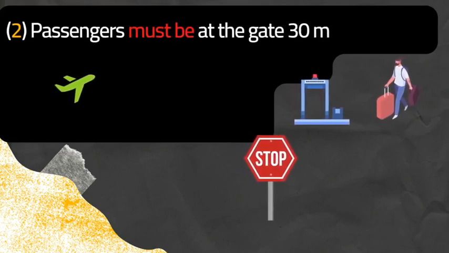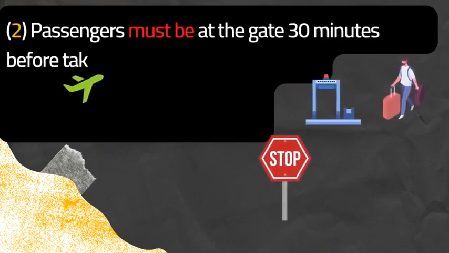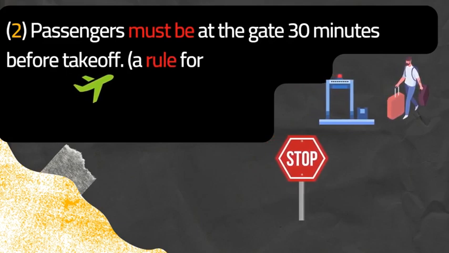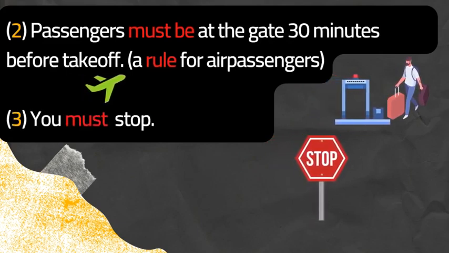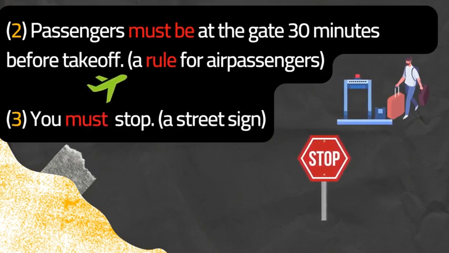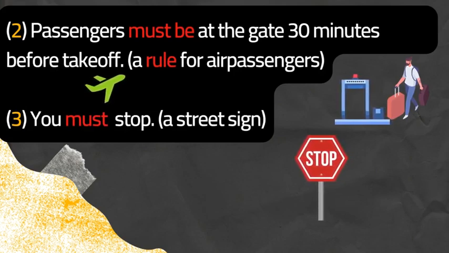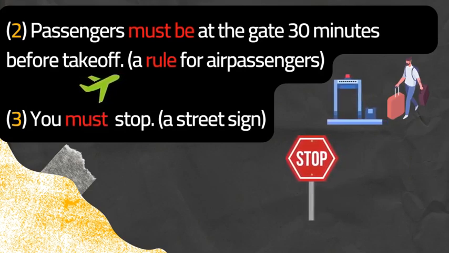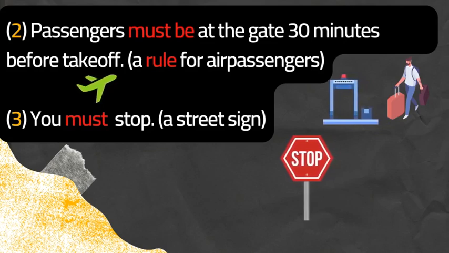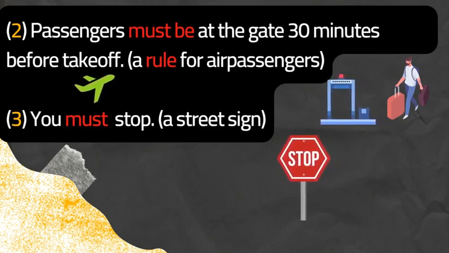Another example: passengers must be at the gate 30 minutes before takeoff. Here, this is a rule for air passengers. 3. You must stop. This is a street sign. You can see this sentence on a street sign.